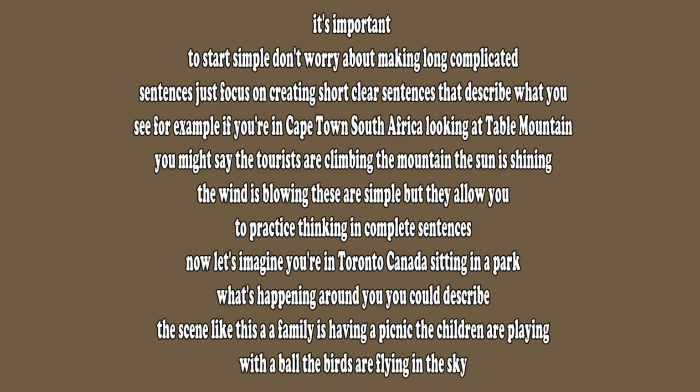For example, if you're in Cape Town, South Africa, looking at Table Mountain, you might say: the tourists are climbing the mountain, the sun is shining, the wind is blowing. These are simple, but they allow you to practice thinking in complete sentences. Now let's imagine you're in Toronto, Canada, sitting in a park. What's happening around you? You could describe the scene like this: a family is having a picnic. The children are playing with a ball. The birds are flying in the sky.